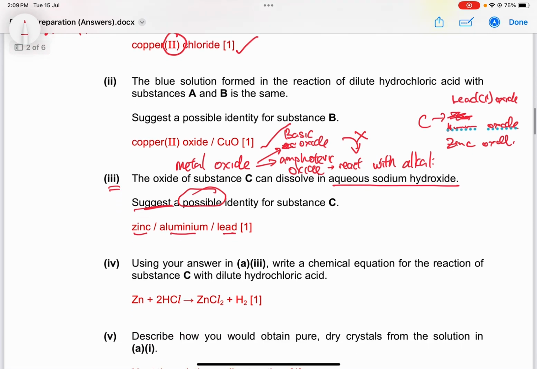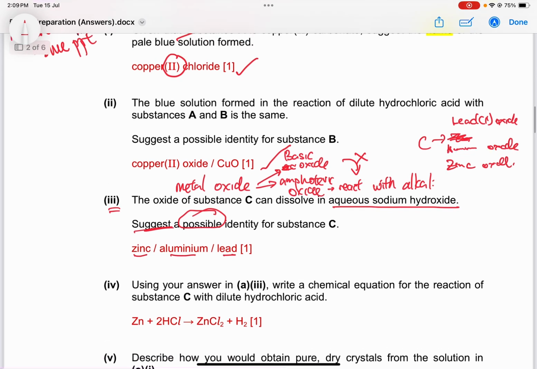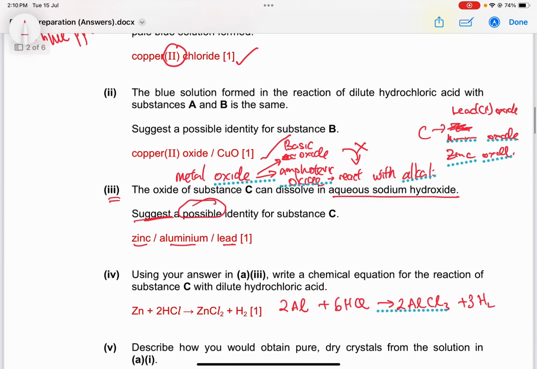Okay, next one. Write a chemical equation for substance C with dilute hydrochloric acid. So if you choose zinc, this will be the answer, but you can also choose aluminium as well. So if you use aluminium reacting with hydrochloric acid, you're going to get AlCl3 plus H2 gas. Okay, so this will be a bit more tricky, I guess. I cannot put 3 here, so I'll put 6. Then I'll put 2 here. Then I'll put 3 here. Then I must put 2 here. Okay, so this is for aluminium if you're going to use it.